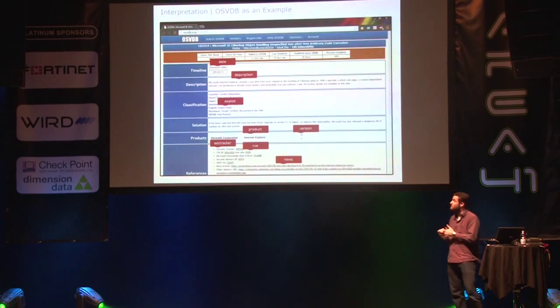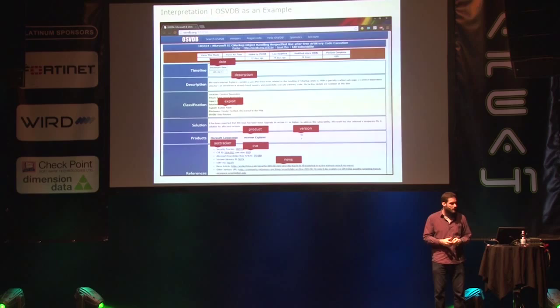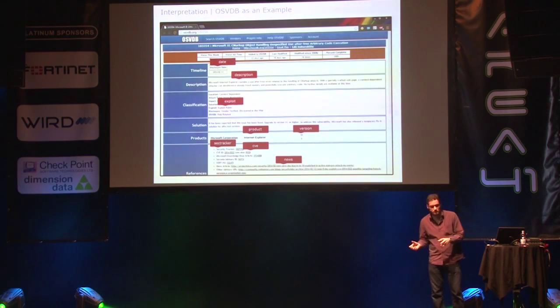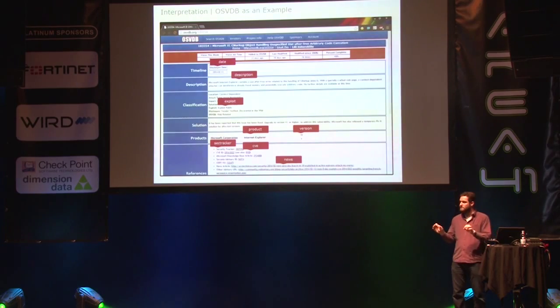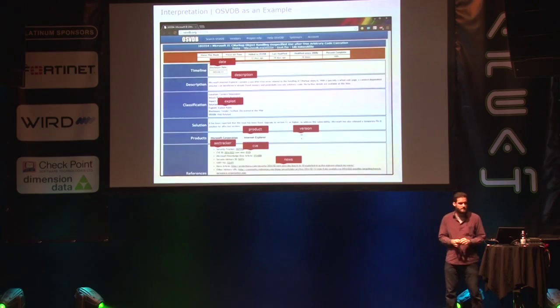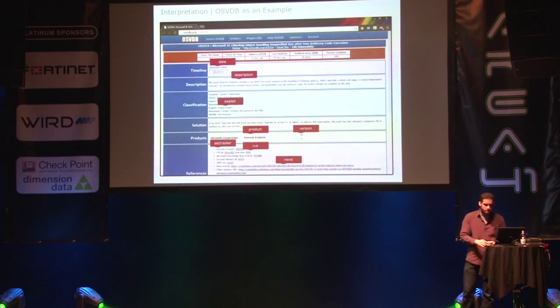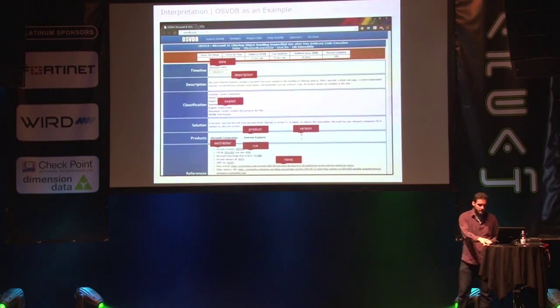The other example is OSVDB, and as you can see, there is much more information available. For example, you know if an exploit is public, you have detailed information on which versions are affected and which are not, and you have additional links. This is, of course, a very good starting point to compile your vulnerabilities.